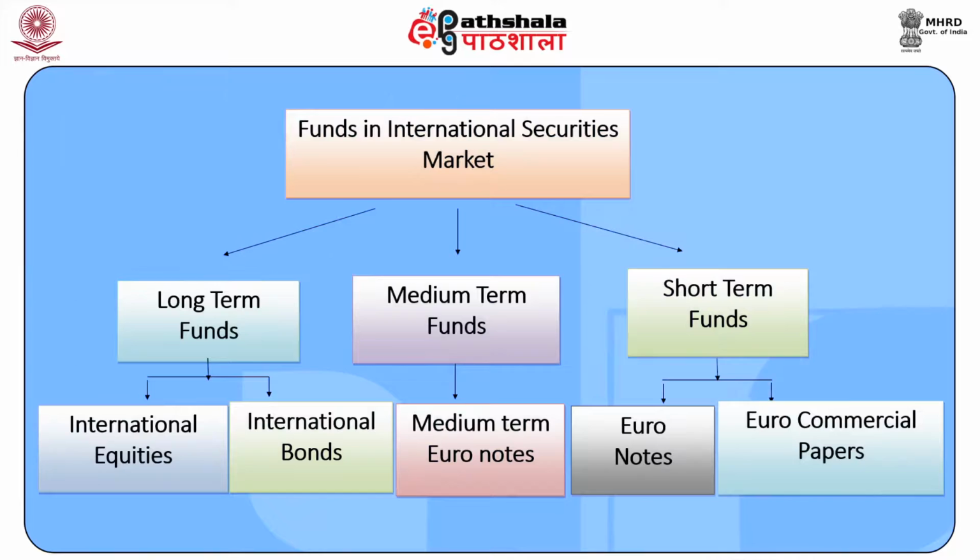A borrower can obtain long-term, medium-term and short-term funds in the international market through the issue of securities such as international equities or euro equities, international bonds, medium-term and short-term euro notes and euro commercial papers. These sources of funds are shown in the figure.